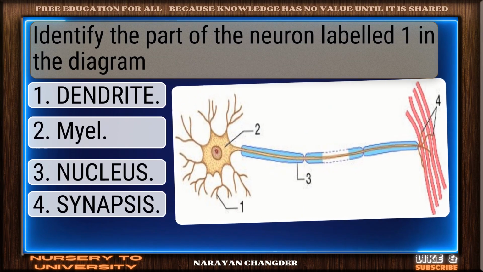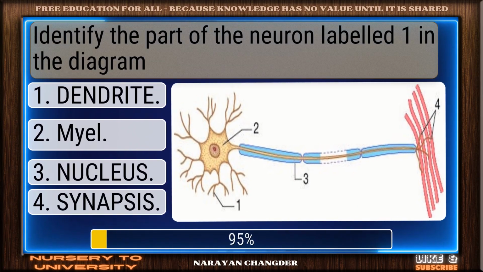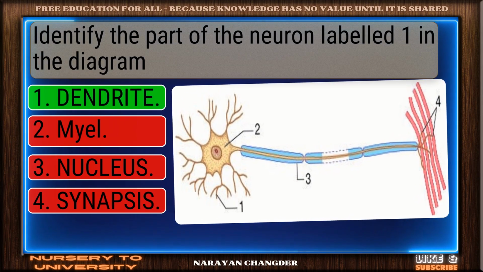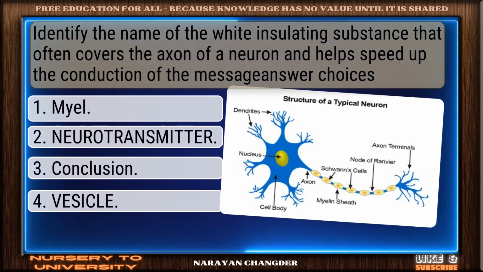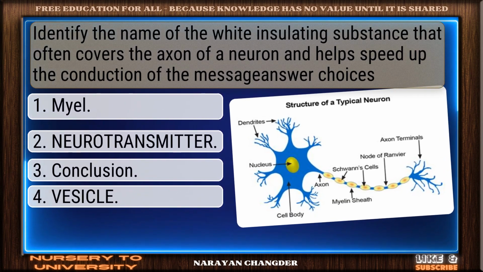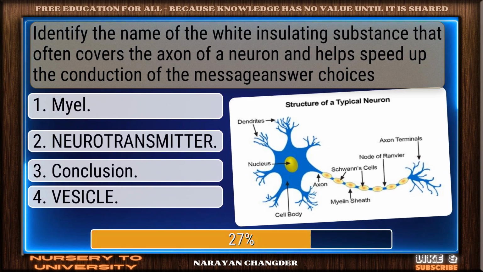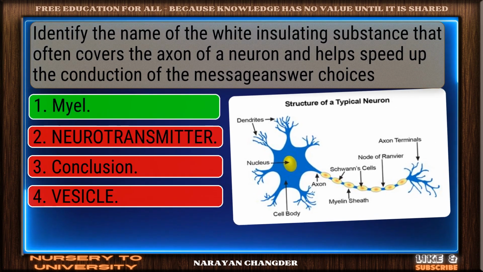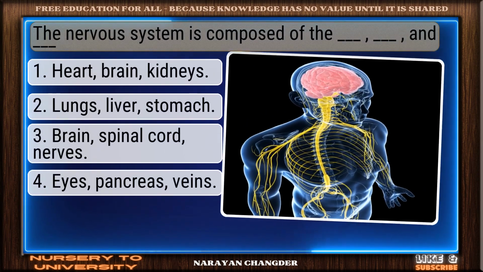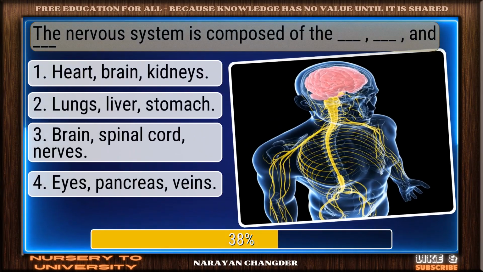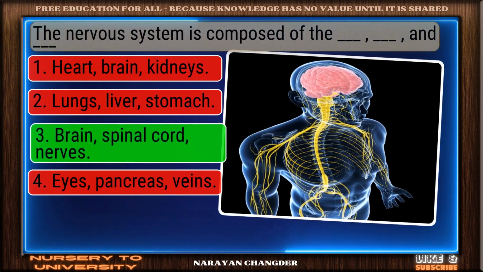Identify the part of the neuron labeled 1 in the diagram. Great job. Dendrite is accurate. Identify the name of the white insulating substance that often covers the axon of a neuron and helps speed up the conduction of the messages. Exactly. Myelin makes sense. The nervous system is composed of the brain and spinal cord. On track. Brain, spinal cord, nerves is correct.